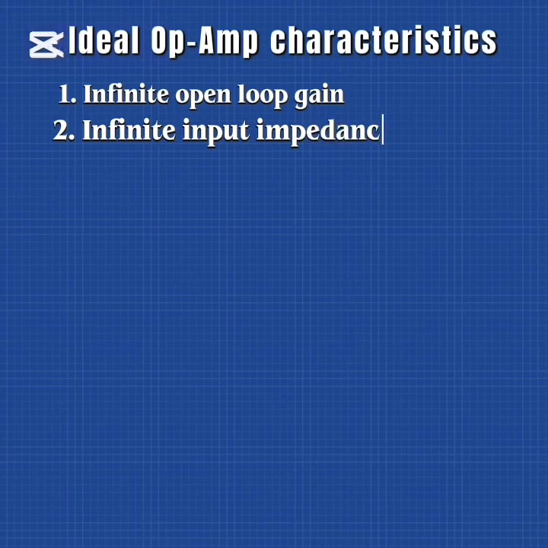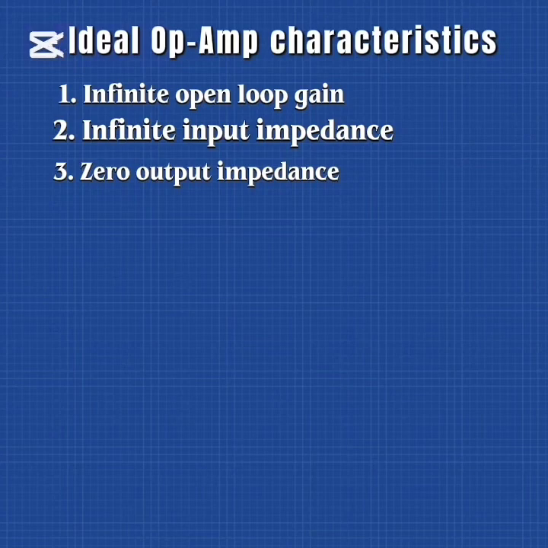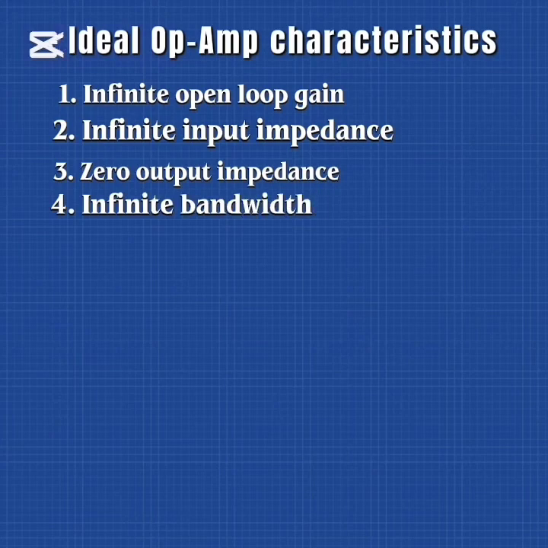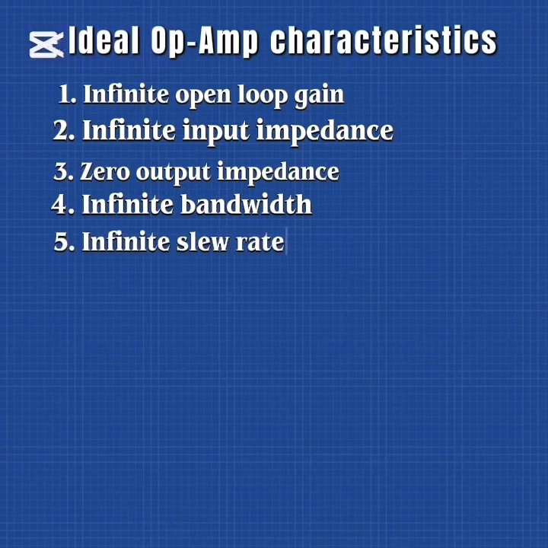2. Infinite input impedance. No current flows into the inputs. 3. Zero output impedance. The op-amp can supply output voltage to a load without losing voltage internally. 4. Infinite bandwidth. This means the op-amp can amplify all frequencies equally, from DC to infinitely high frequencies, without signal loss. 5. Infinite slew rate. The output can change instantly with no delay or speed limitation. These assumptions simplify analysis and help us design circuits.